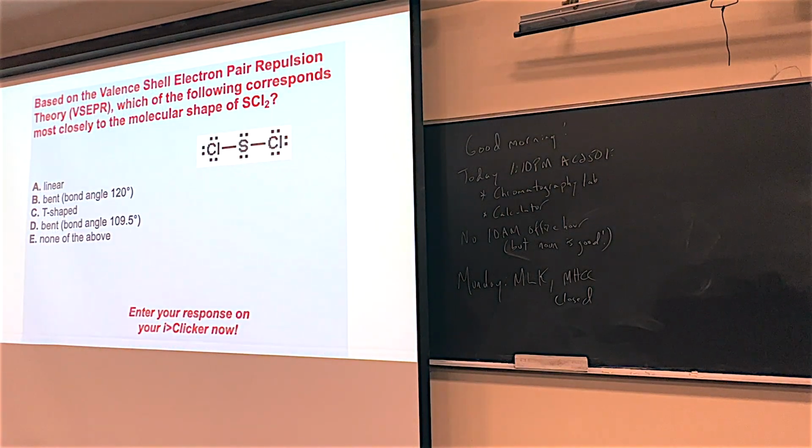Okay, so here's sulfur dichloride. When you draw out its Lewis structure, the sulfur's in the middle, chlorines are on the outside, and there are 2 lone pairs on the sulfur. The question is, which of the following corresponds to the molecular shape, which is molecular geometry, of SCl2? Well, first what we should do on a problem like this is figure out the electron pair geometry. To do that, the central atom, sulfur, has 1, 2, 3, 4 clouds of electrons around it.